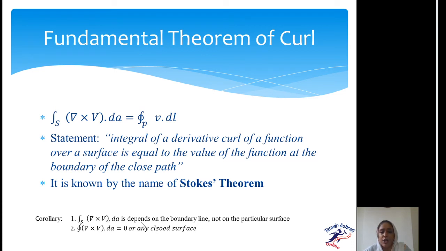It depends upon the boundary line, not a particular surface. It doesn't depend on which surface you are taking, but on what the boundary lines for that surface are. Second, if the surface is closed, then the integration over the closed area of del cross v is equal to 0.